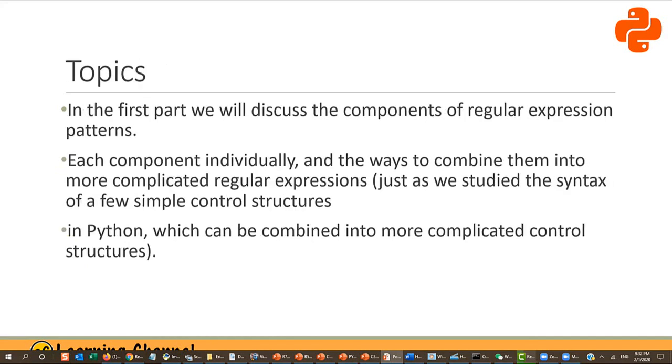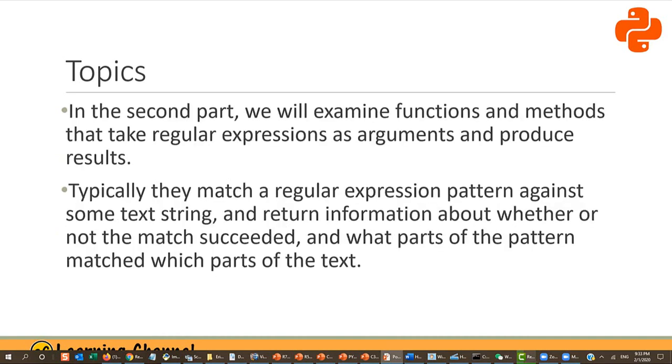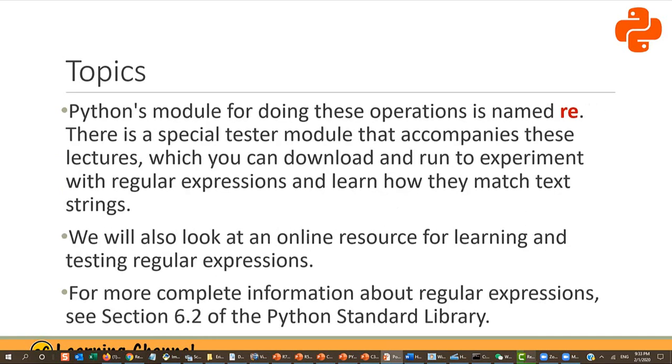In the first part, we'll discuss the components of regular expression patterns, each component individually, and the way to combine them into more complicated regular expressions using a few simple control structures. We will talk about the Python way of doing it, okay? Let's just speed up a little bit.